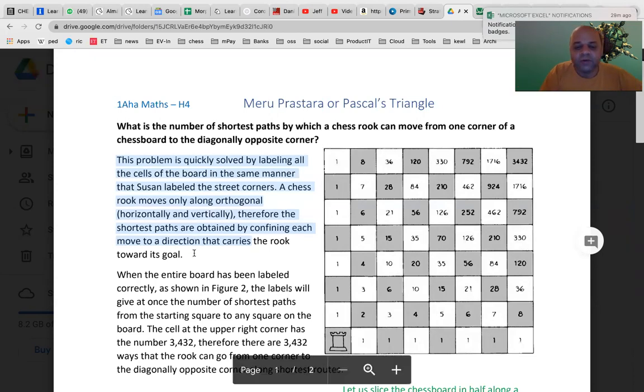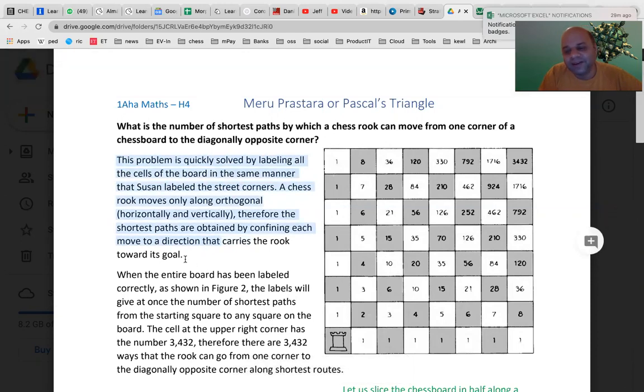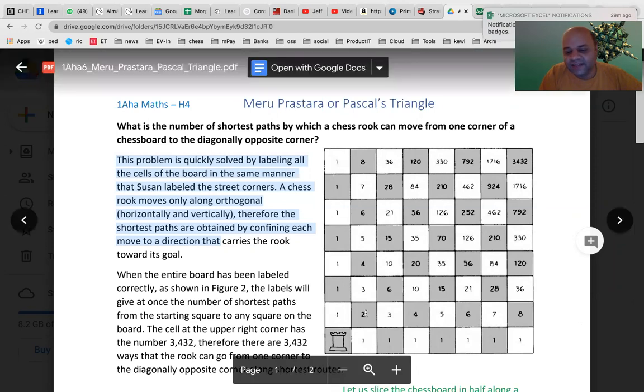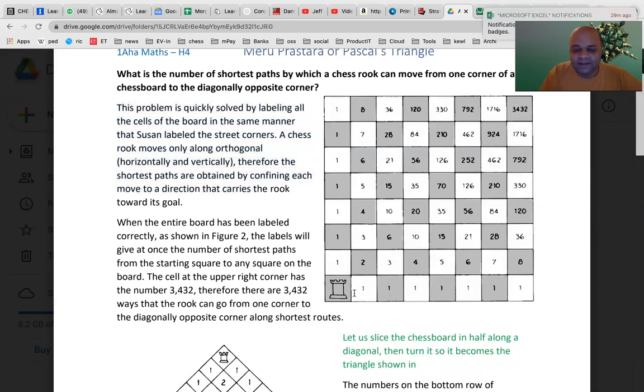So that is what you have to do. See, this problem is nothing but the same problem as Susan going to school. You can consider this whole chessboard as the streets and intersections.